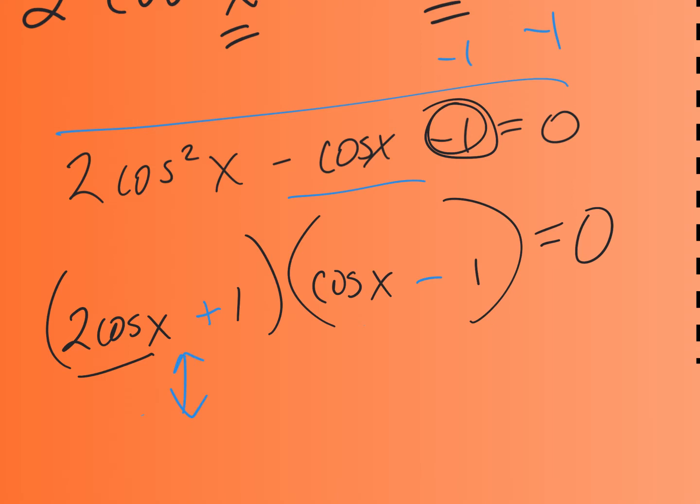What do you mean? Playing devil's advocate, you set each side equal to 0. 2 cosine x plus 1 equals 0. And then you solve for the cosine of x. And then the other side? Same thing. Cosine x minus 1 equals 0. Yes, you got 2 equations.